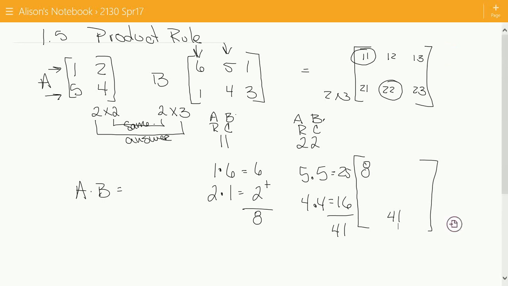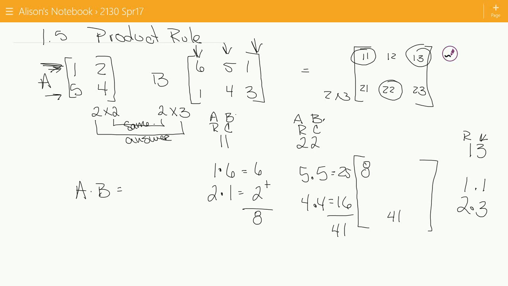Let's do one more of them. So how about we do 1, 3. All right, so I'm going to write 1, 3 here. I'm trying to find row 1 in A. If I come back to A, there is row 1 again. So I'm going to write 1 and 2. And then I'm trying to find column 3. And there is column 3. So I'm going to write it beside 1 and 3. And then I'm going to multiply the values together. 1 times 1 is 1. 2 times 3 is 6. And then I'm going to add them together and I will get 7. So this value right here will be 7.